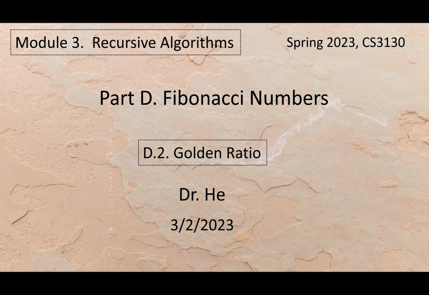We need to calculate the Fibonacci numbers, or we need to find the formula. Find the formula for Fibonacci numbers. And here we need to start with the golden ratio concept, because in the formula, we need to use the golden ratio.